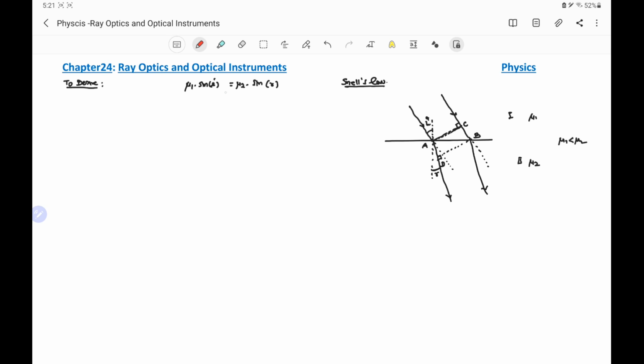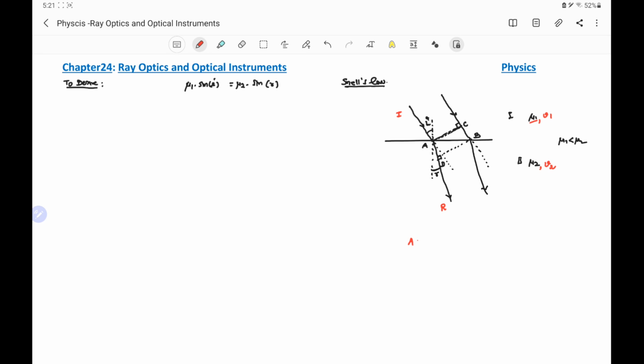To derive Snell's law, that is mu1 sin I equal to mu2 sin R, we have drawn a figure in which the incident ray falls at an angle of incidence I, and the refracted ray comes out with the angle of refraction R. The first media has the refractive index mu1 and velocity v1, and the second media has the refractive index mu2 and the velocity of light in the second media is v2.